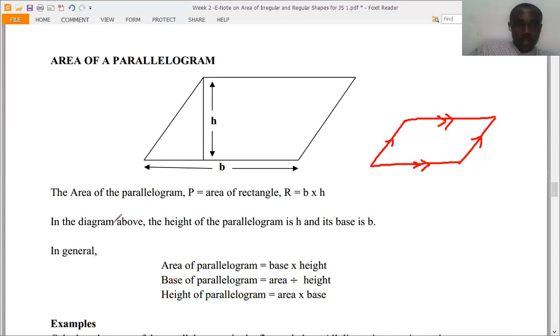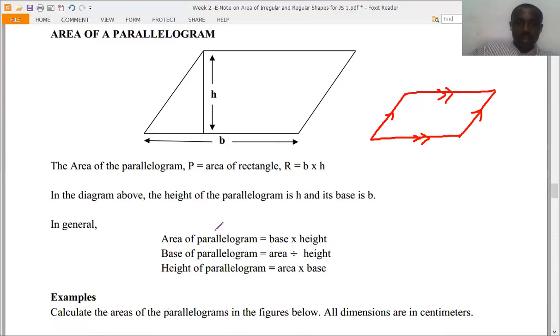In the diagram above, the height of the parallelogram is H and its base is B. So in general, the area of a parallelogram is equal to base times height. The base of the parallelogram equals area divided by height. And the height of the parallelogram is equal to the area divided by the base. So this is not times, it is divided by the base.